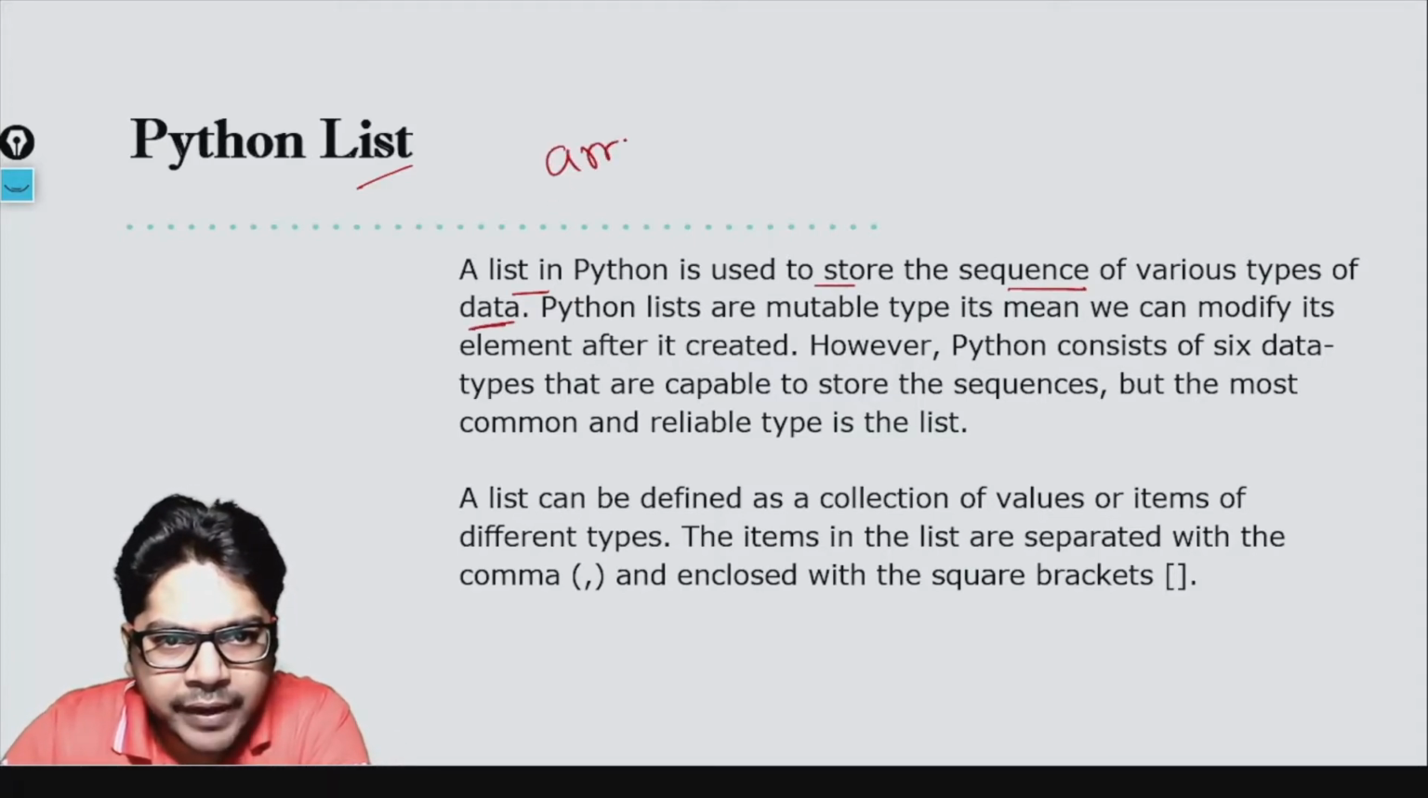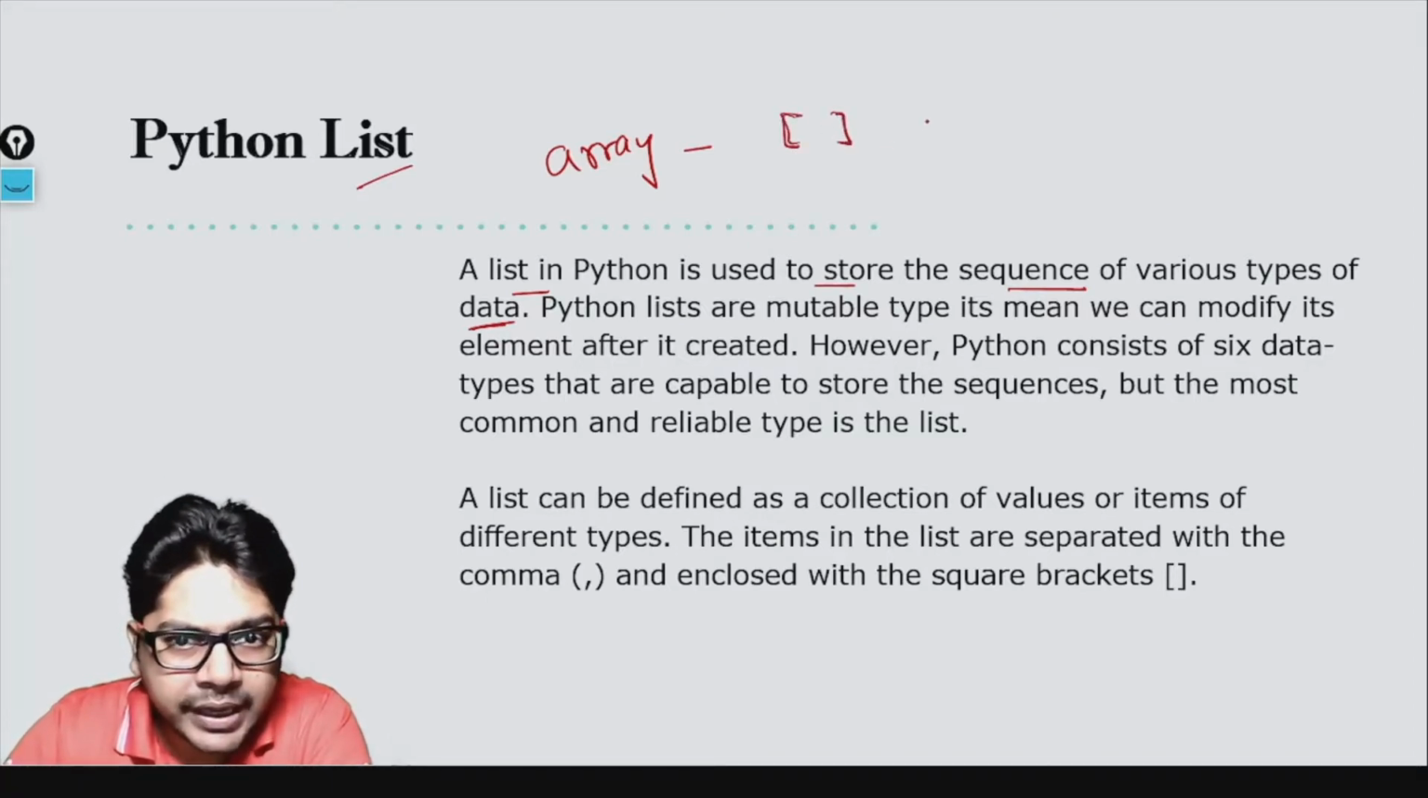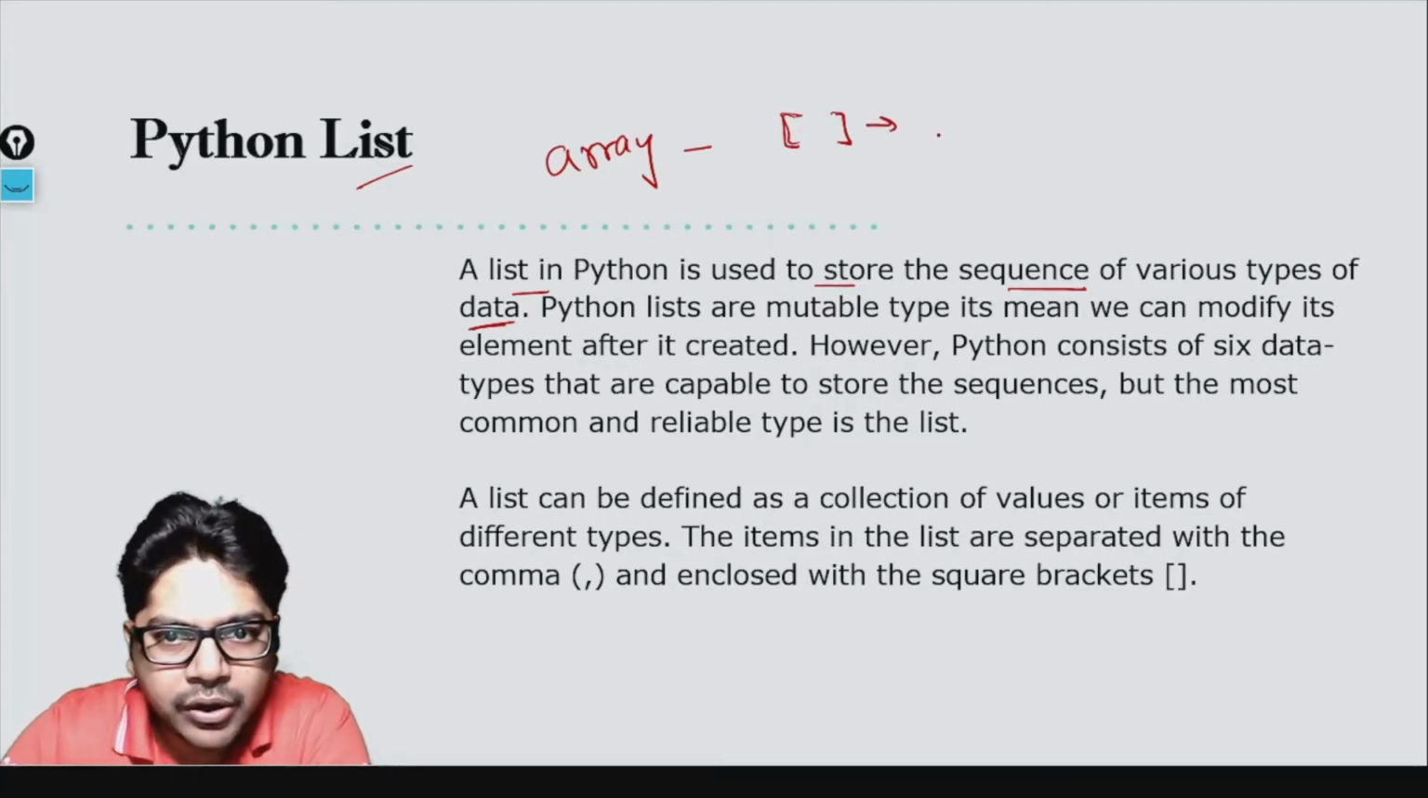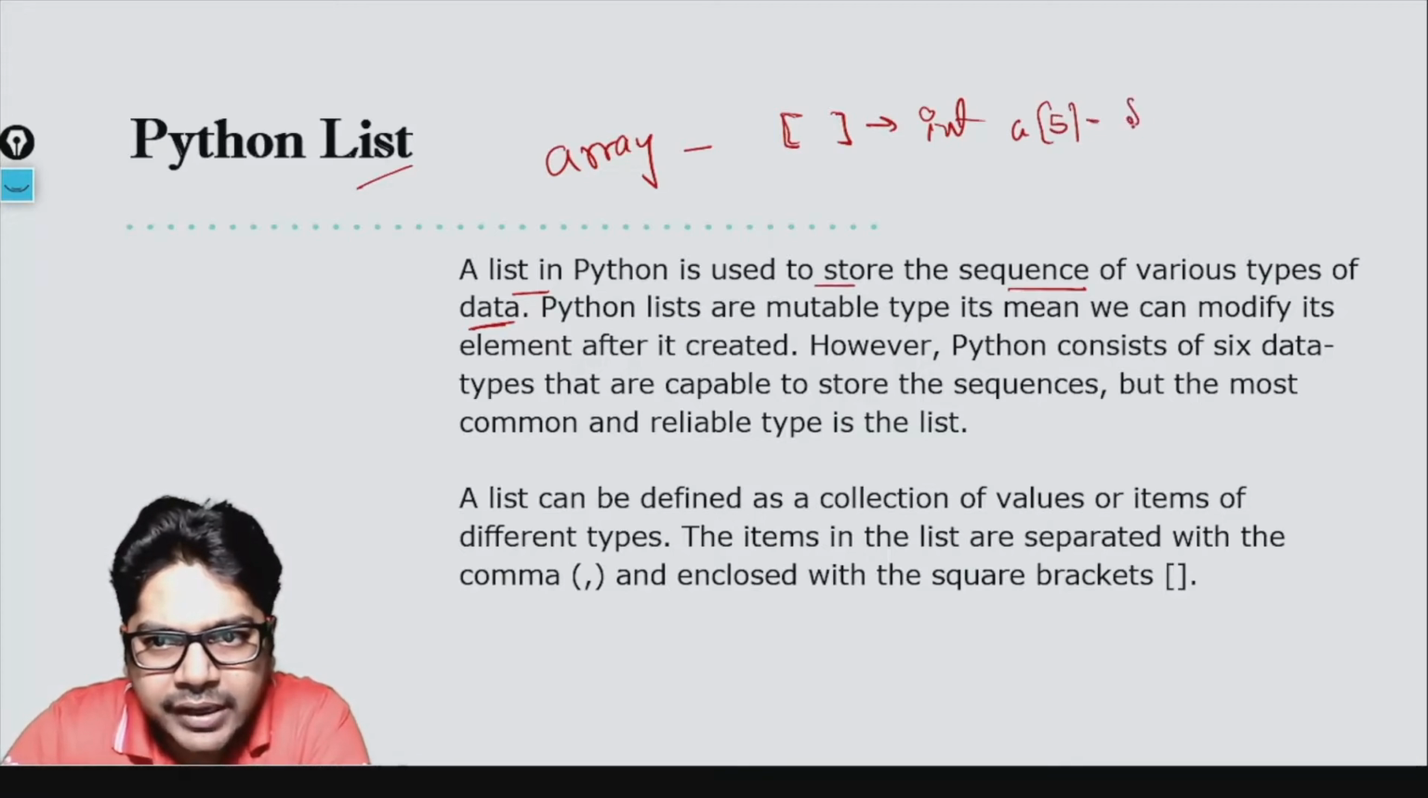If you are aware of arrays in other programming languages like C, C++, Java, what you do there is that you create an array with a square bracket and that contains data of one type. Like if I talk about C or C++, you create an array like this. Okay, and here you specify the size, and this can contain items of only one data type. Since I have specified int here, it is going to contain only int. But list in Python is a bit different.